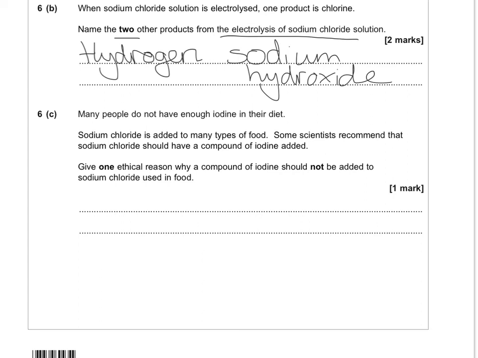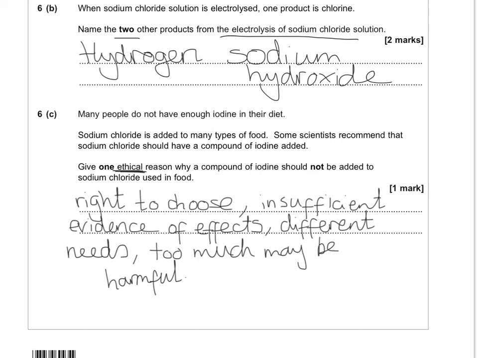Now for this one, it's asking you to give the ethical reason here. So it is about people having the right to choose, or there might be insufficient evidence of the effect on different people. Different people might need different amounts of iodine. Too much iodine could be harmful. And again, there are 4 points here that you could write down, but any one of them will get you that mark.